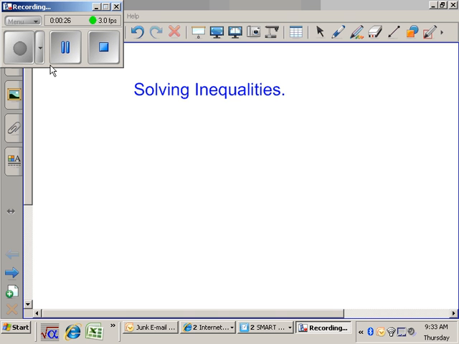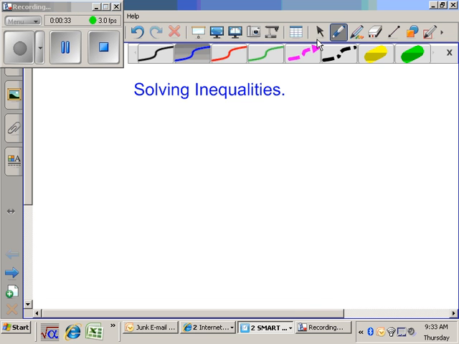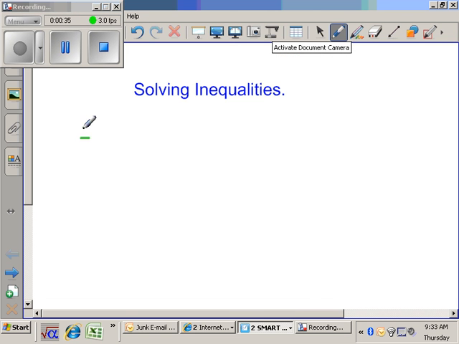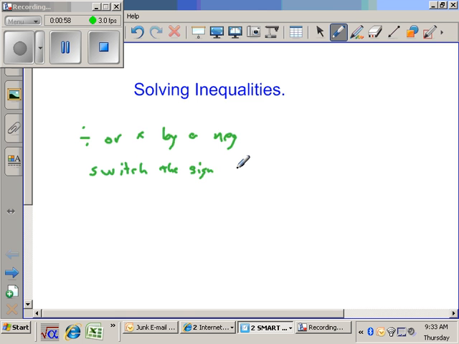What if you multiplied or divided by a positive? It was true. So what we have to remember is that if we divide or multiply by a negative, it's going to cause the inequality to be false. So what we have to do is, and now we didn't do this in the investigation, we have to switch the inequality sign.